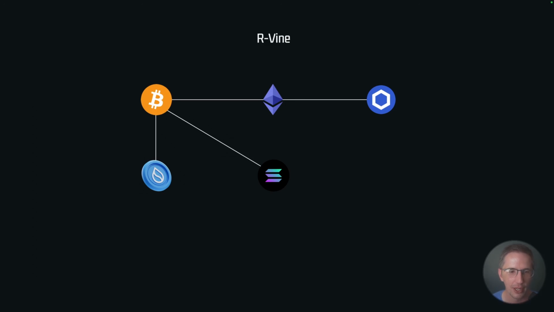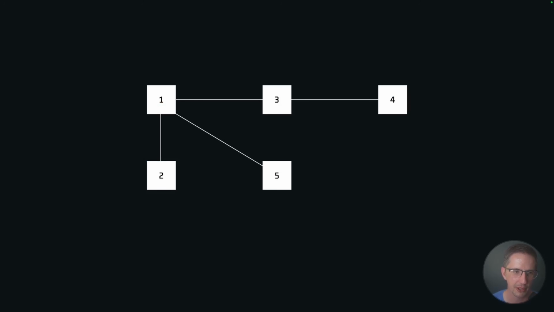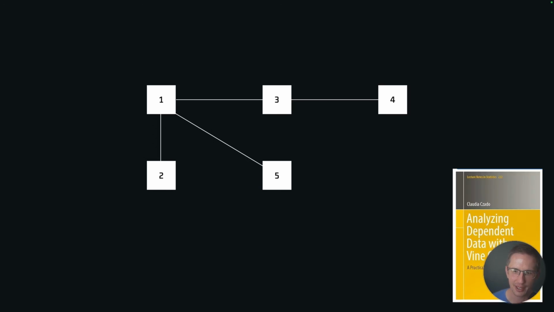And just as before, we're not going to refer to them as their crypto names. We're going to refer to them as numbers. So 1, 3, 4, 2, and 5. So you can see 1, 2, 3, and 5. They're basically a C vine, if I was to ignore 4. But all of these together are an R vine, because 4 is then connected to 3. And again, this sort of pattern here, I've adapted it slightly, but again, I'm getting this from Analyzing Dependent Data with Vine Copulas. Of course, I'm not sponsored to promote this book.